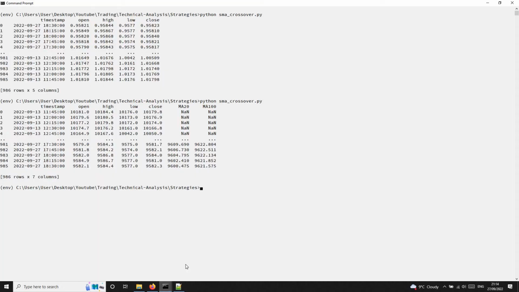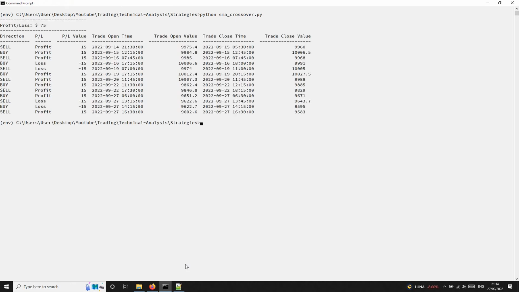Now let's go here. I'm going to clear the screen, and run python SMA crossover, enter, and yeah, this is $75 profit, guys. Okay, so now as you can see, there are profit ones and the loss ones. Let's pick one by one.